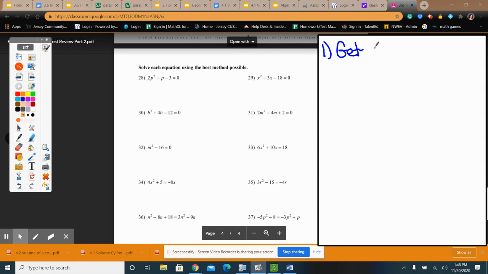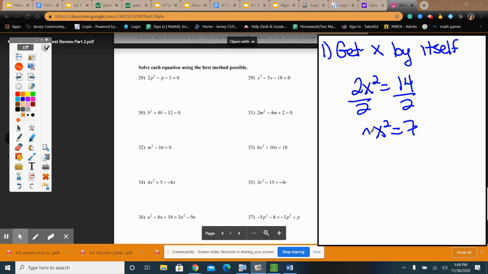When can you get x by itself? If it was something that looked like this, like 2x squared equals 14. Then you could just divide both sides by 2, and you get x squared equals 7. Square root both sides, don't forget your plus or minus, and you get plus or minus the square root of 7. That's the first thing you can do, but you can't do that on any of these.